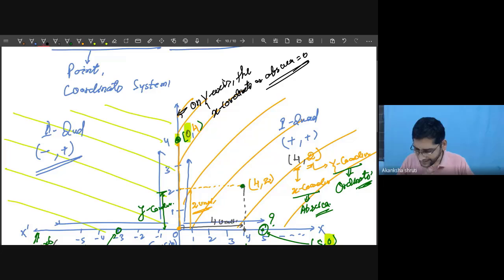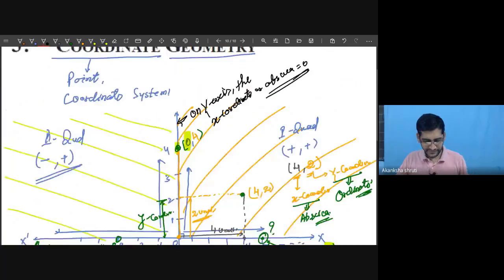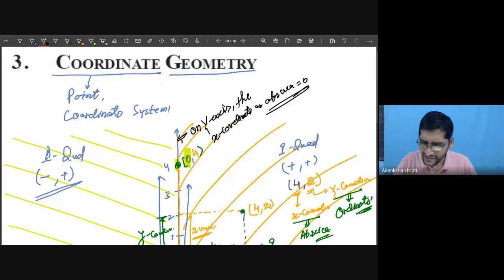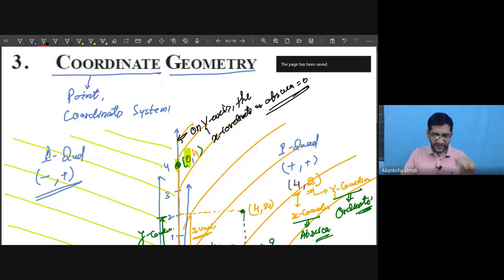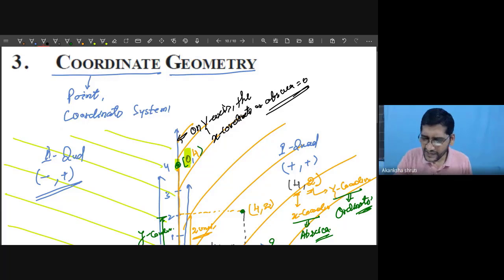Getting? So these are very simple things which are asked, but you people are committing mistakes. So this is all about our coordinate geometry. So please do not miss any of the things. Now let us go for the next chapter. What is our next chapter, students? Linear equation in 2 variables. So let us go for the linear equation in 2 variables.